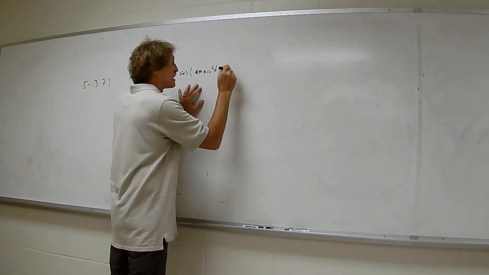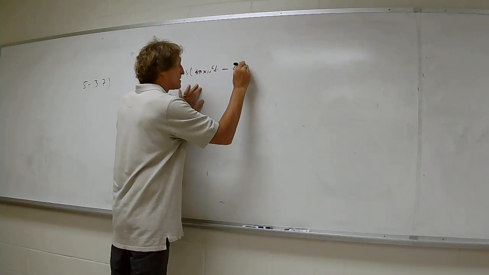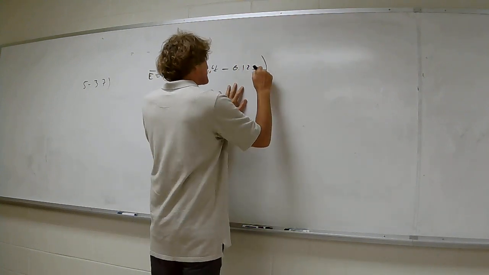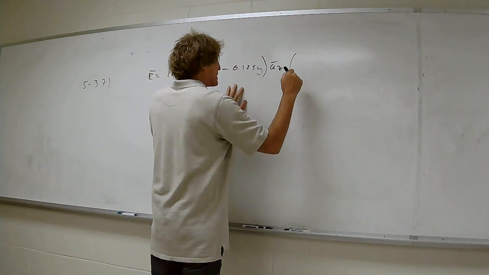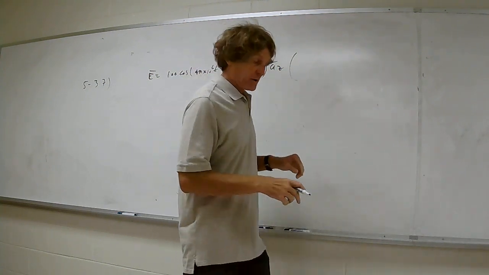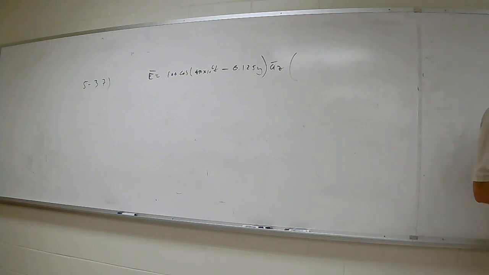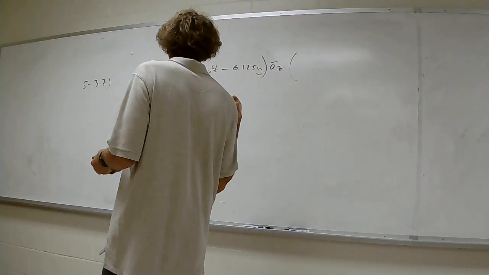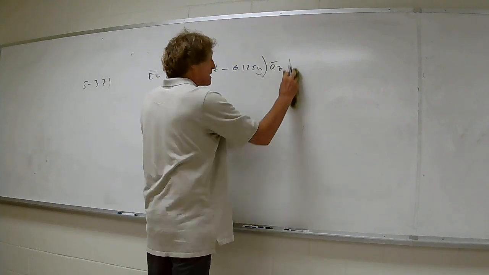Minus 0.1257y in the AZ direction. This is AZ. What is this? It's E of YT, I guess. That can be implied though. Is there another term? Volts per meter. This is 5.37. Yeah, it was just that. There's a 7 in there.